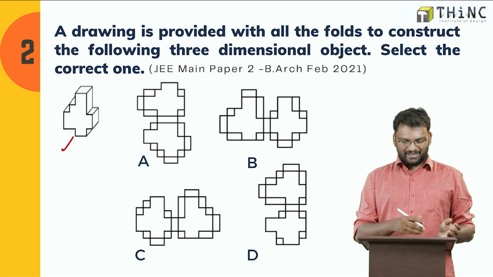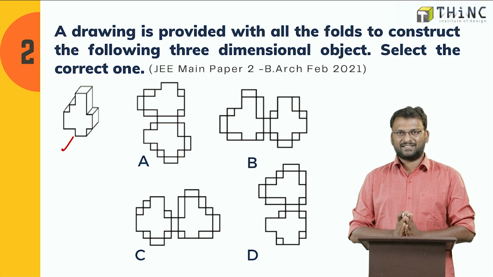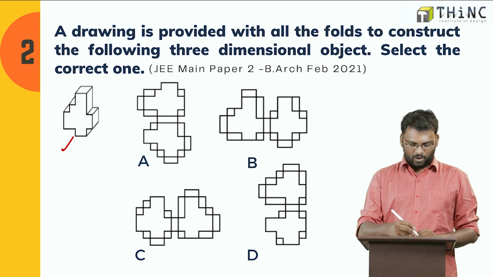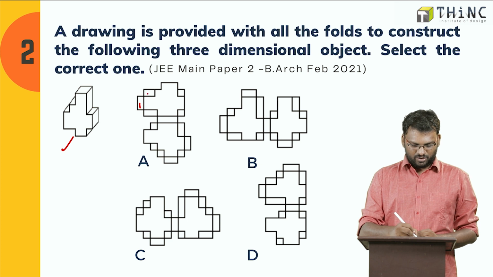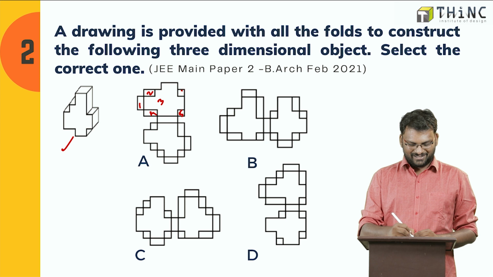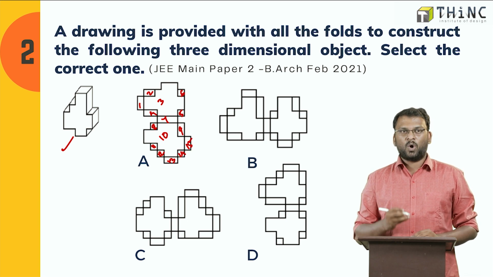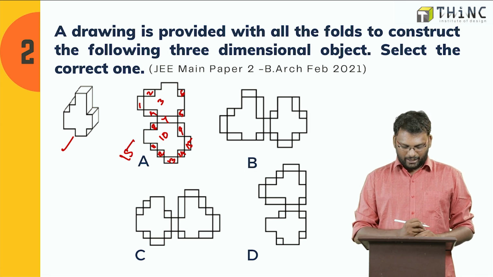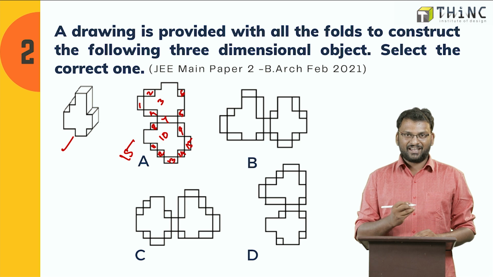It's better to start from the options itself. So count the number of closed figures in the options. We can start from option A itself: 1, 2, 3, 4, 5, 6, 7, 8, 9, 10, 11, 12, 13, 14 and 15. So option A itself is having 15 closed figures.